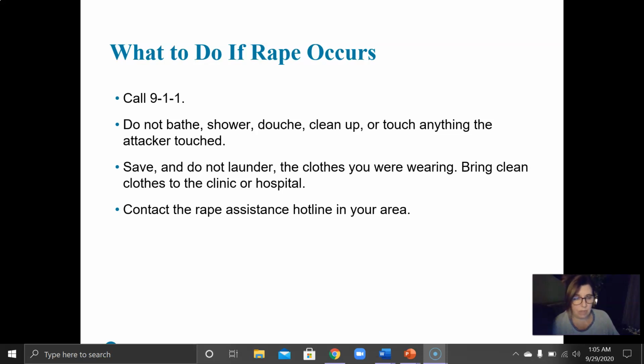Contact a rape assistance hotline in your area. Typically, they will have rape advocates at the hospital to help you walk through this process. I was a rape advocate for a long time, and I would sit with the survivors of rape as this process occurred, so that they had somebody there for them to help them feel safe.